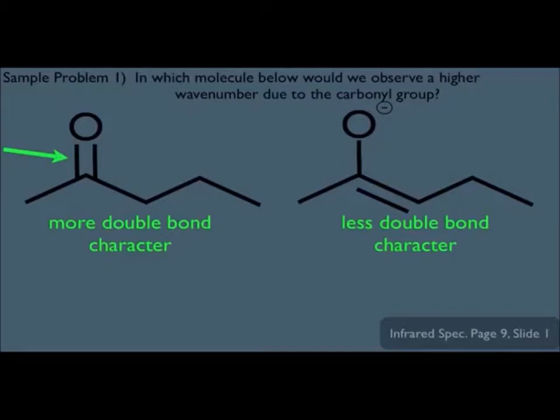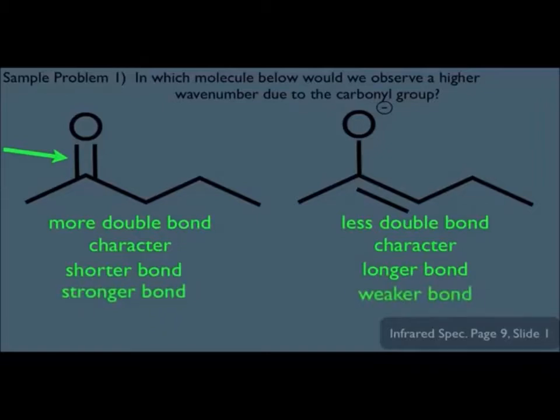Remember, we discussed before in resonance that if one resonance structure has a double bond and the other resonance structure has a single bond, then the bond is neither single nor double, it's somewhere in between. So this molecule on the right has a C double bond O that's partially single, partially double. Which means if the molecule on the left has more double bond character, it means that it's a shorter bond. And if the molecule on the right has some partial single bond character, it should be a relatively longer bond. And remember, we learned the relationship between bond length and bond strength, and that is shorter bonds are stronger, longer bonds are weaker.